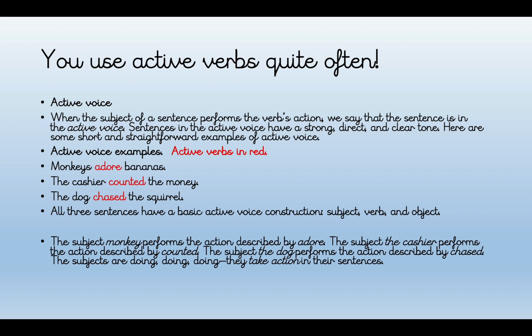Monkeys adore bananas. The cashier counted the money. The dog chased the squirrel. All three sentences have a basic active voice construction. That means they have a subject, a verb, and an object. In the example above, the dog chased the squirrel. The dog is the subject, the verb is chased, and the squirrel is the object. The subject monkey performs the action described by adore. The subject, the cashier, performs the action described by counted. The subject, the dog, performs the action described by chased.